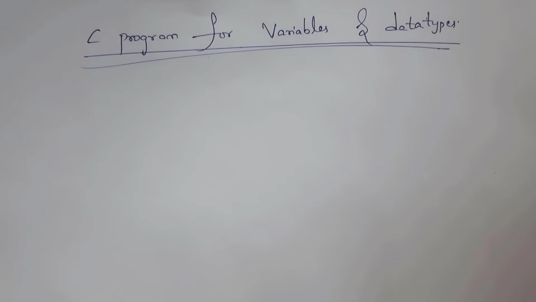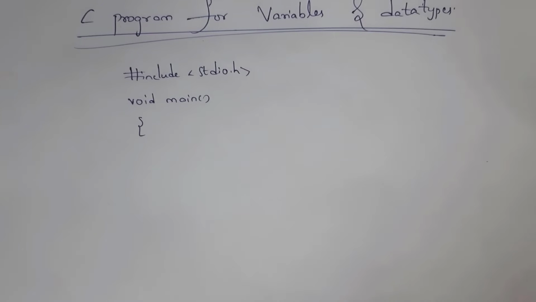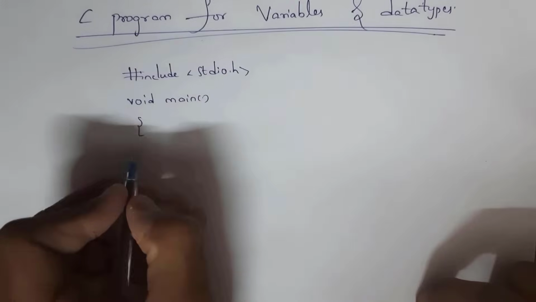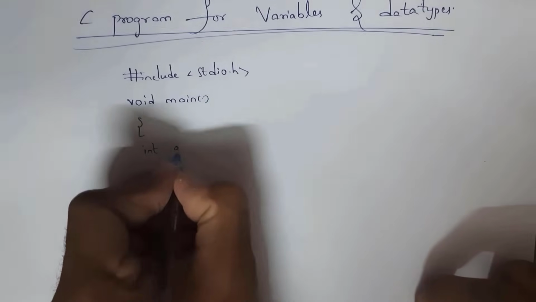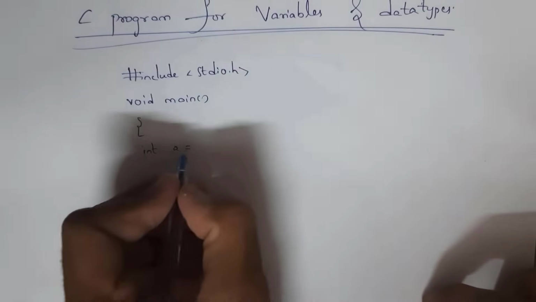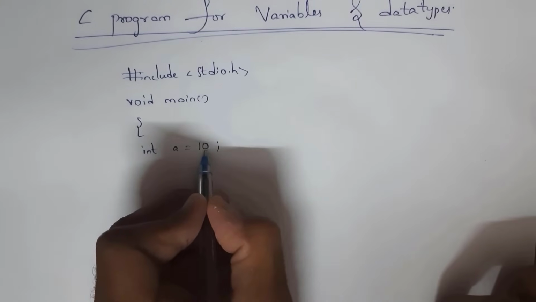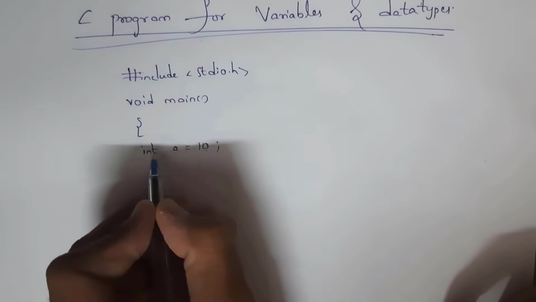So I will explain C programs so that you can clearly understand what is the use of these variables, data types and format specifiers. Now I want to store one integer value, that is 10. So here I am taking data type as int and I am taking variable name as a, and I am giving value of a as 10, where this 10 is integer value.